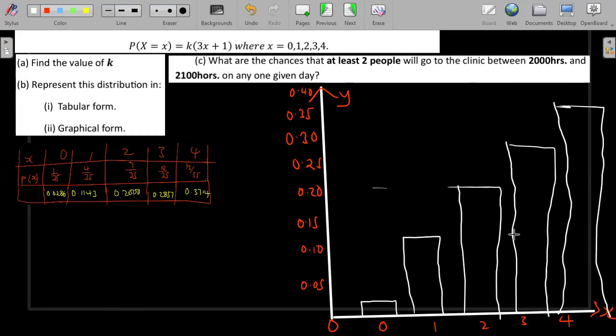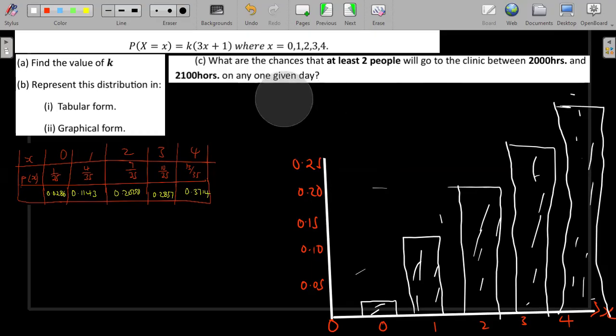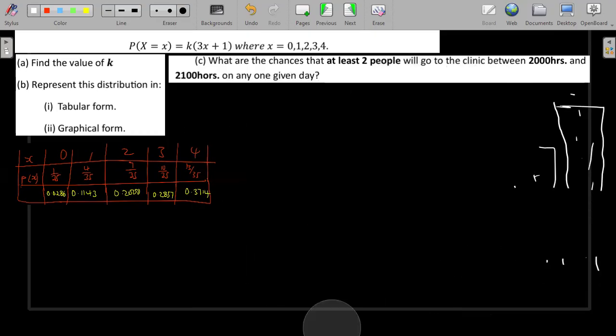Make sure you draw a nice graph here. Here I didn't use straight lines, no wonder it's looking bent, but this is how it's going to be looking. So this will be in graphical form. This will be our distribution. All right, we're done with this.